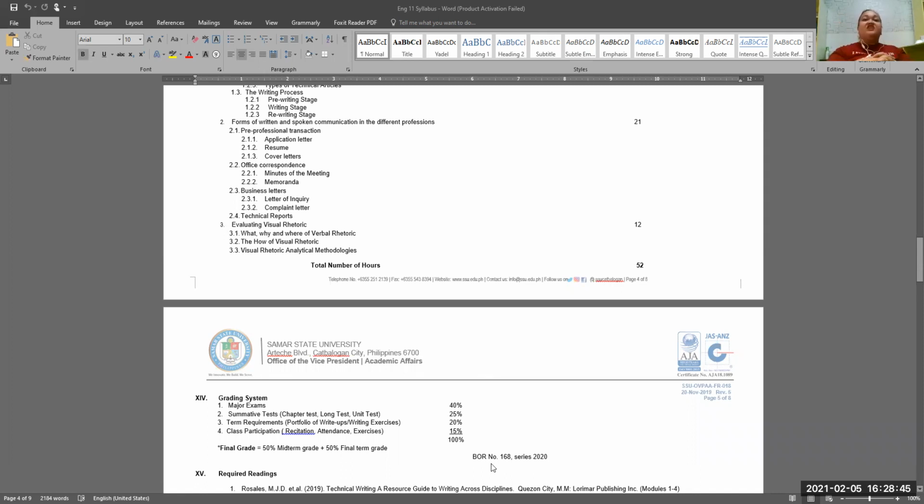So we have the major exams, of course, so you're not going to be able to change that. So that is your midterm and your final exam, which are all going to be done on Google Forms. That is 40% of your grade.